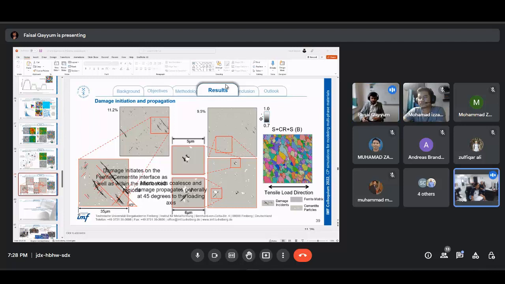But here we were more interested in looking at where damage initiates and what is the effect of these small spheroidized particles when they are on the grain boundaries, when they are in the middle of the grains, when they are larger, when they are small. So we ran full phase simulations where all the features are fully resolved, and we could see how the damage is initiating and evolving around them. Okay, Andreas, do you have any questions?